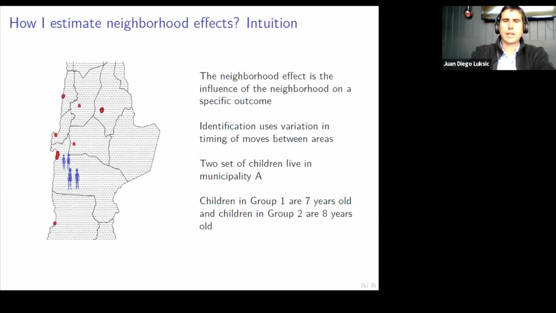So this is how I estimate neighborhood effects. Remember that I will estimate neighborhood effects in two different windows, before immigrants arrive and after immigrants arrive. And the way I estimate this fixed effect is the following. First, the neighborhood effect is the influence of the neighborhood. And I identify the influence of the neighborhood by looking at two sets of children that live in a specific municipality, in this case, municipality A. The red points are where schools are located, and this is the actual map of Chile. Let's say that there are two sets of children. In group one, they are 7 years old, and the other group, they are older, they are 8 years old.